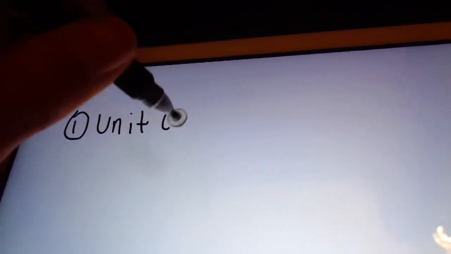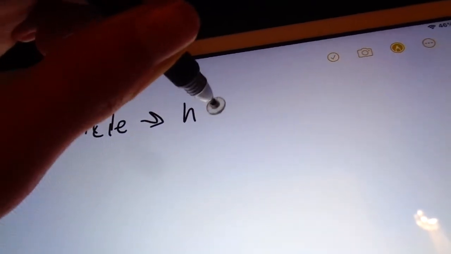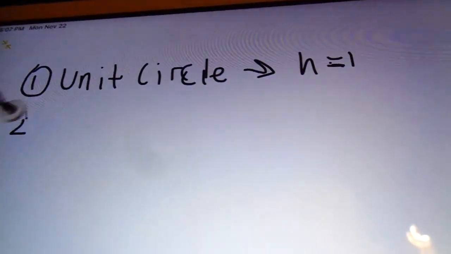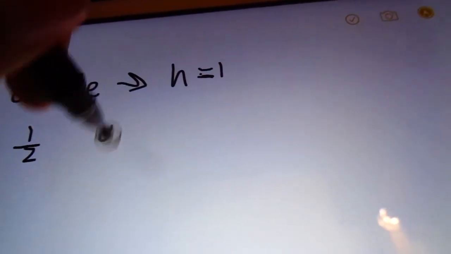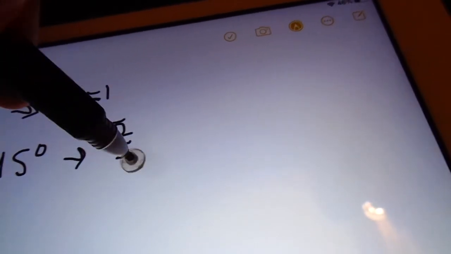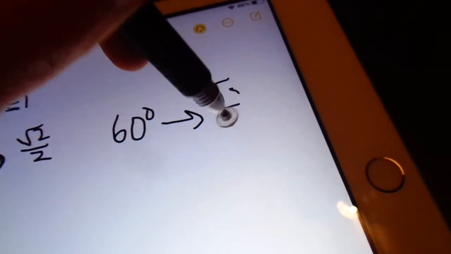So, first thing is unit circle. For a unit circle, the hypotenuse, or the radius, is always 1. The second thing is, from certain angles, what is the side? Across from 30 degrees, that is 1/2. Across from 45 degrees, that is square root of 2 over 2. Across from 60 degrees is square root of 3 over 2.